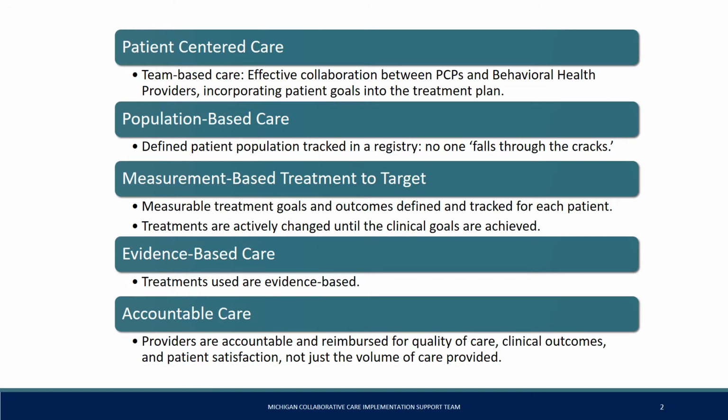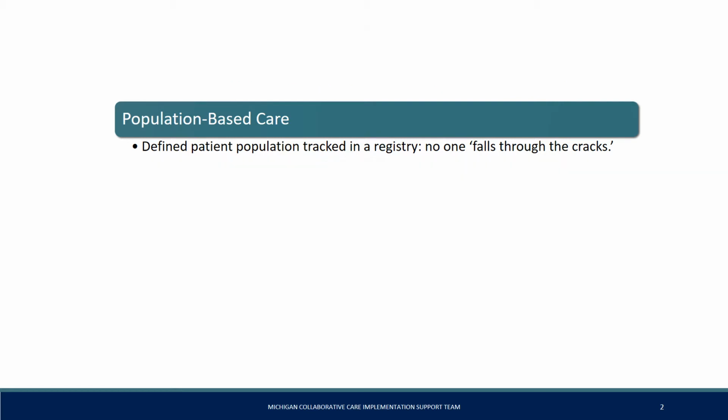So you may remember these 5 core components of the collaborative care model, which we reviewed in our collaborative care overview webinar. There are a couple that are particularly pertinent to the panel review process, and I wanted to take a moment to touch on those. So population-based care, as you'll remember, means defining a patient population that is tracked in a registry. This is a specific group of patients that makes up the care manager's caseload, and with the registry, that ensures that no one falls through the cracks.